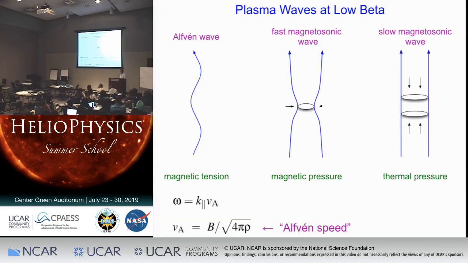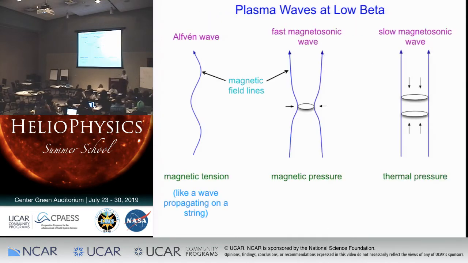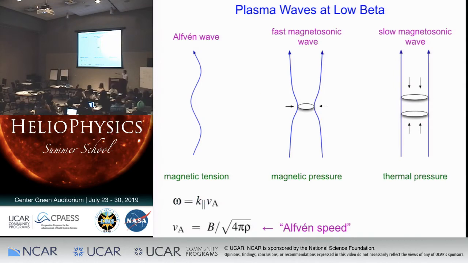And this is the dispersion relation. Omega is k parallel V_A. k parallel here is the component of the wave vector along the magnetic field. k perp is the component of the wave vector perpendicular to the magnetic field. The Alfvén wave, its frequency depends only on k parallel. This relation of omega to k is called the dispersion relation of the wave.